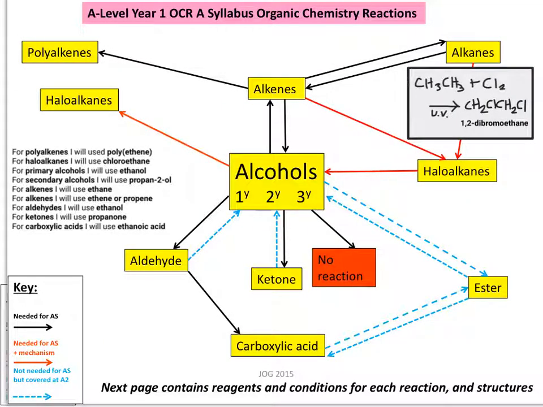When alkanes react to make haloalkanes, it's through a process called free radical substitution, or just radical substitution. For example, 1,2-dibromoethane is one possible product.